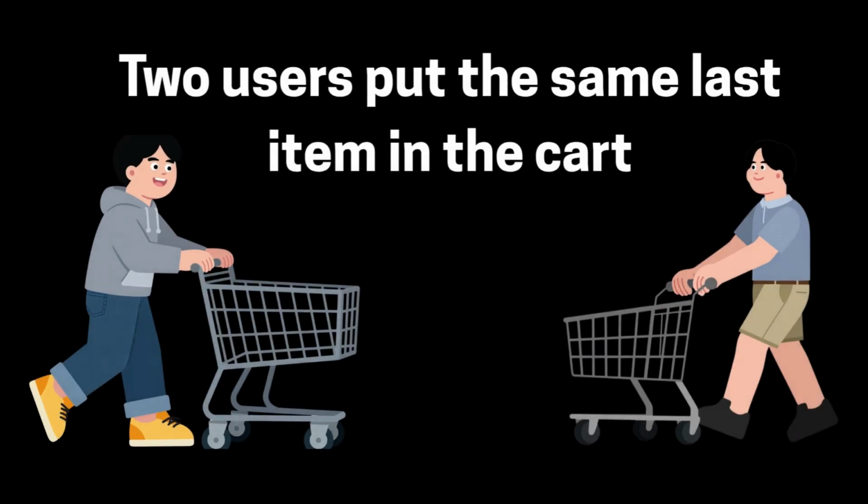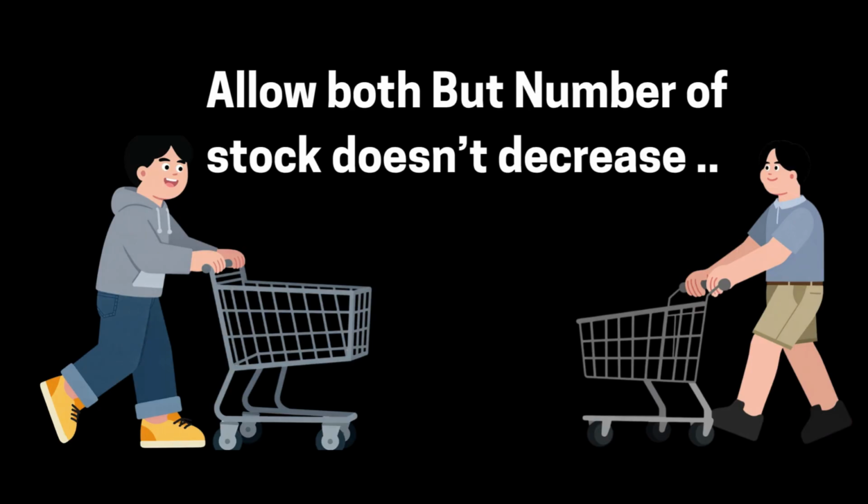Second, we have 2 users buying the same last item in their cart. In the physical world, it won't be a problem because the user actually grabs the product. But here we have 2 potential clients who might buy the product or not. So I allow both to grab it, but the number of stock doesn't actually decrease. The user just has the intention to buy, but when he actually checks out, that's when I validate the cart and reduce the stock quantity.